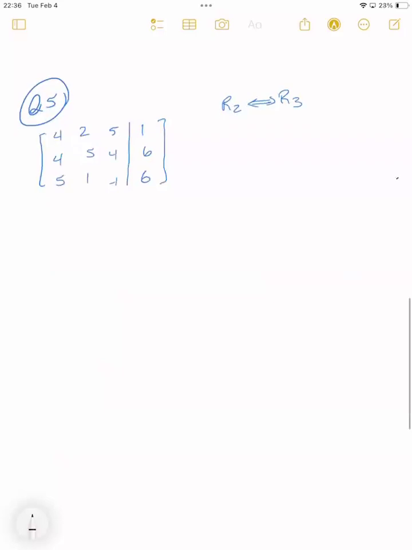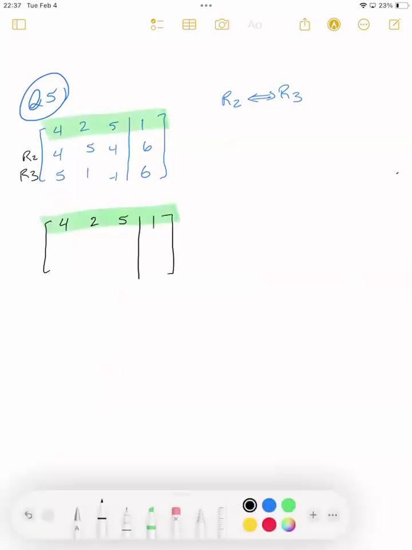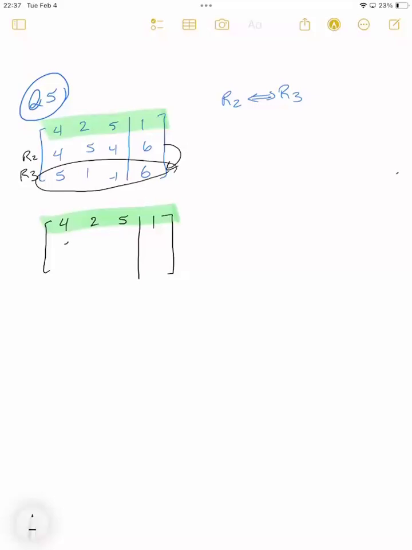So this question number 5 is saying swap R2 and R3. This is R2, this is R3, and it says just swap them. So let's swap them. Row 1 does not get swapped or change. That's row 1 here. I just wrote it again. But it says swap row 2 and 3. So I write these first: 5, 1, -1, 6. That's my row 3, now in row 2. And then I write row 2 here: 4, 5, 4, 6. And that's it. That was this question.